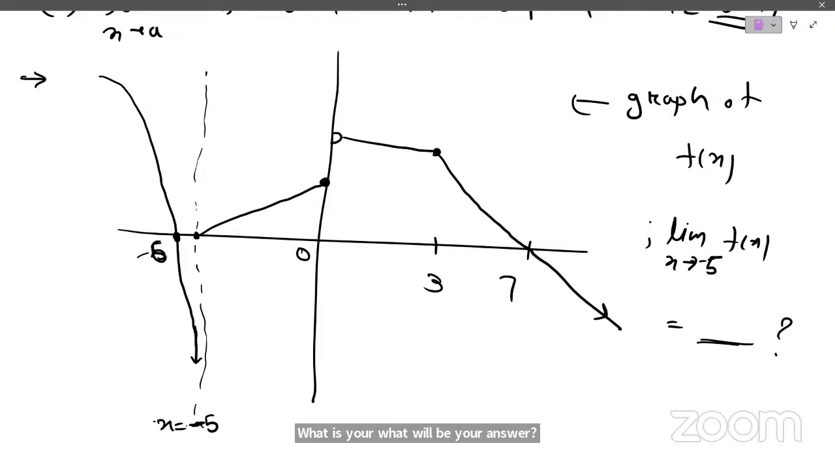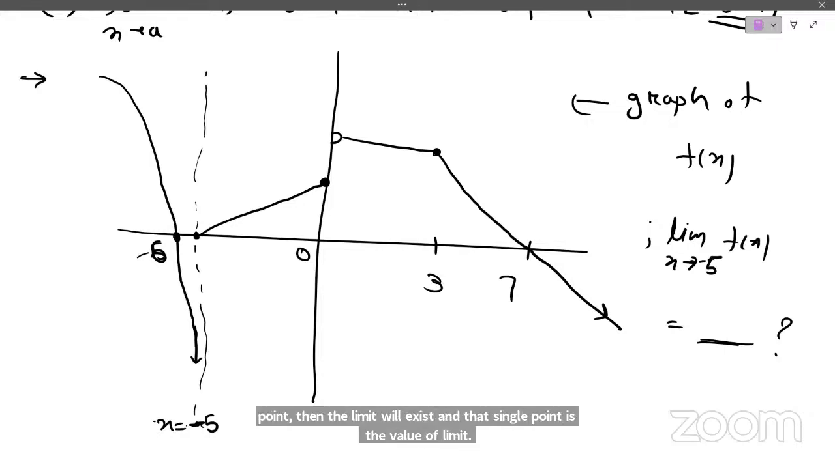Just trace the graph from the right hand side and from the left hand side and find out where you are reaching. If you are reaching two different points, then the limit won't exist. If you are reaching a single point, then the limit will exist, and that single point is the value of the limit. It's basic. It won't exist now, right?